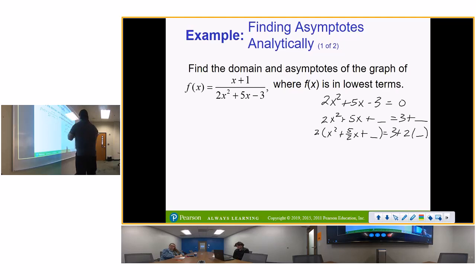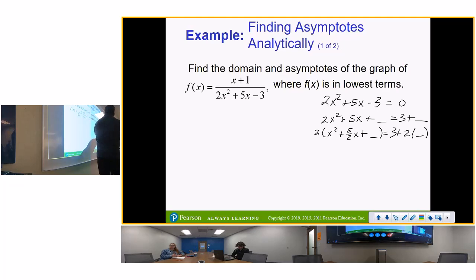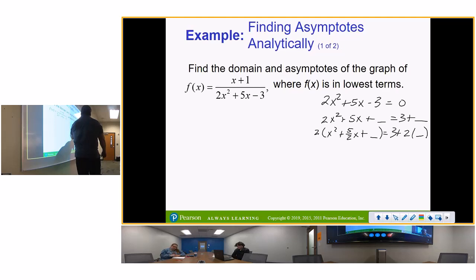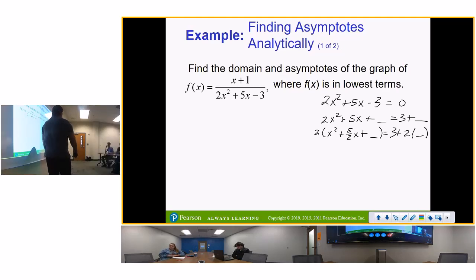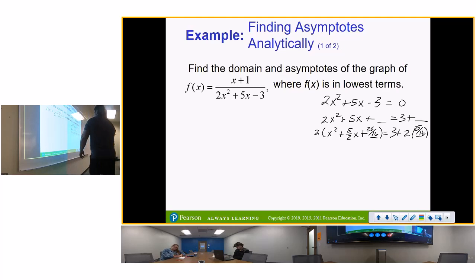And you know you can skip some steps on here. I'm not skipping too many steps, but there's about 2 or 3 steps you can skip here. Like this step you could do 5 halves in your head, and then you could say 5 halves times 1 half is 5/4, so that'd be 25/16. You can do all that in your head. You should be able to after as much completing the square as I've made you do.